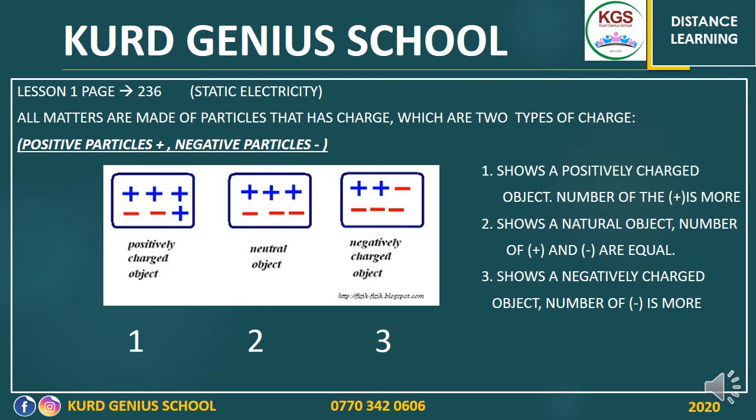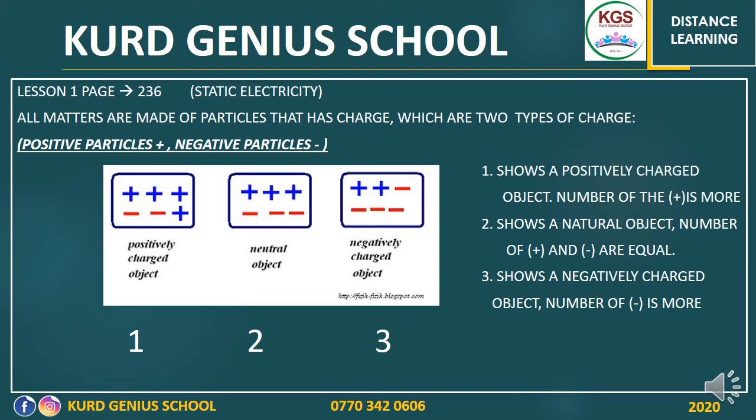All matter is made of particles that have charge. You know this, that all matter is made of particles, which have 2 types of charge. All those particles making up a specific matter have a charge. What are those charges? We have positive particles and negative particles. The positive particles are signed as a plus and negative particles are signed with a minus.